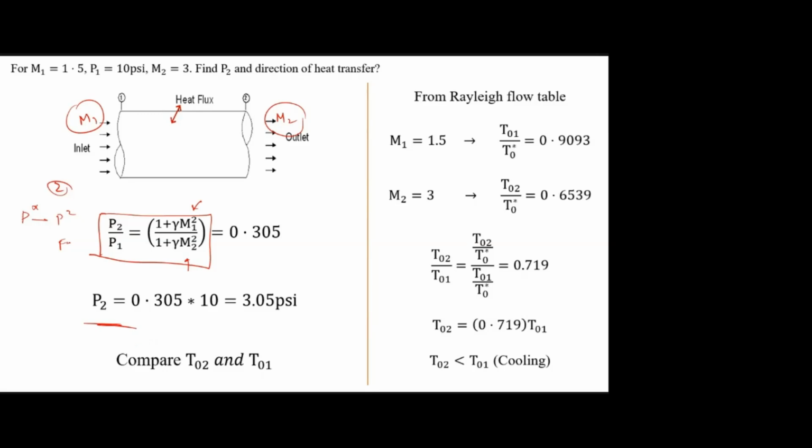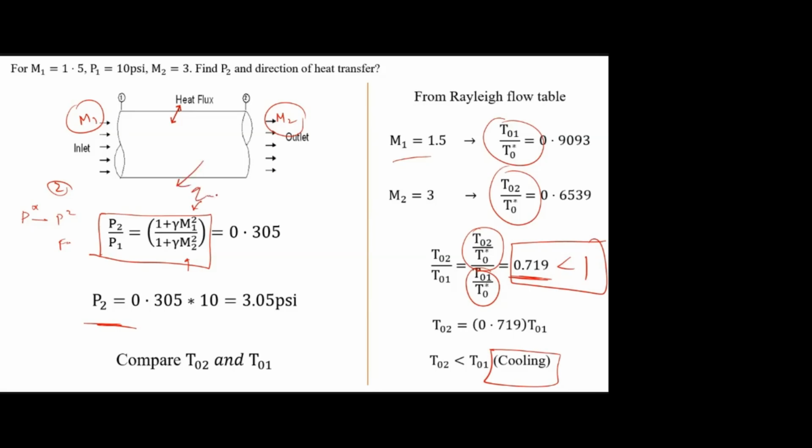Yes, sir. Then they are finding these two stagnation temperature ratios, T02 by T0 star and T01 by T0 star. Using that I am getting 0.719, which is less than 1. So less than 1 means cooling. So here there is a cooling, removal of heat.